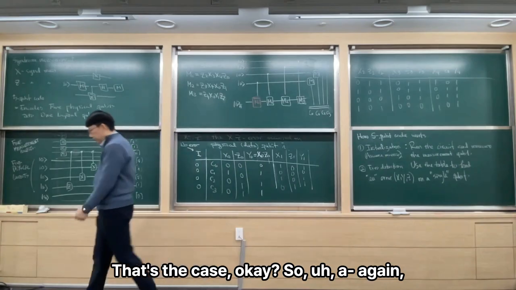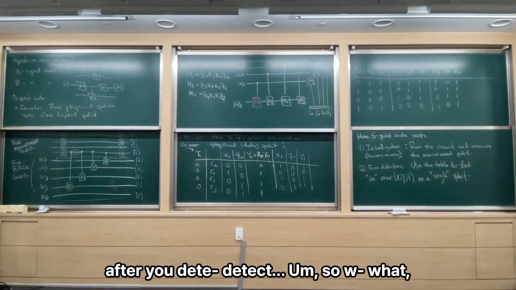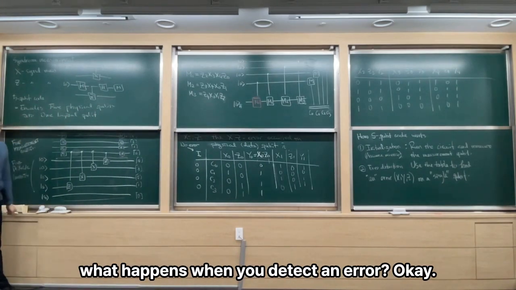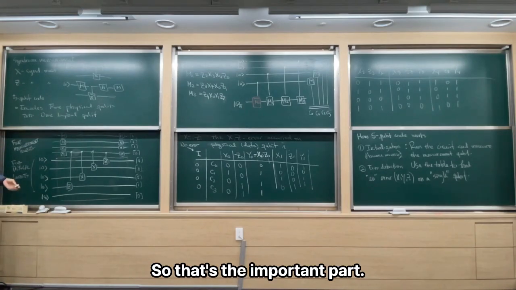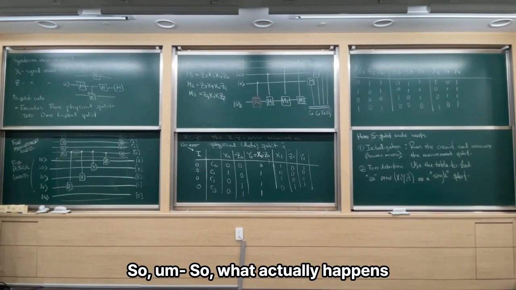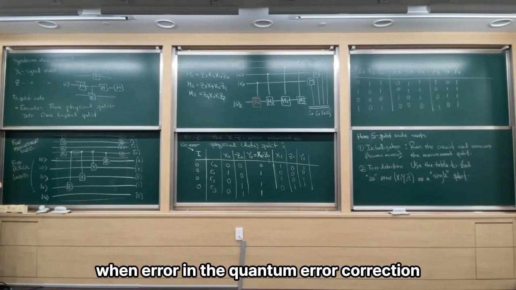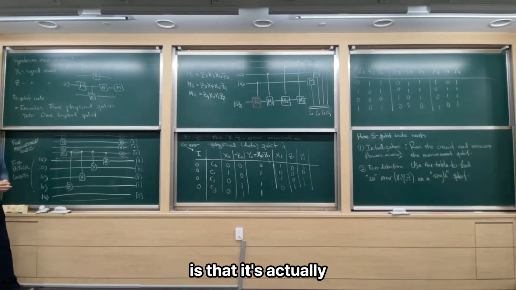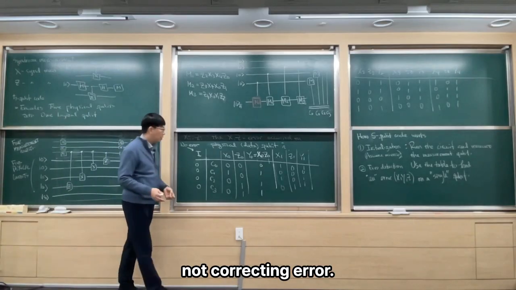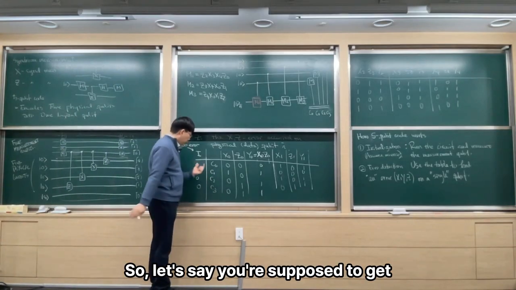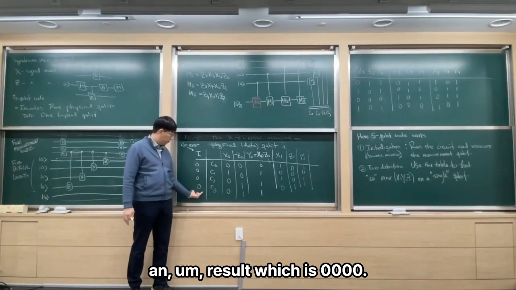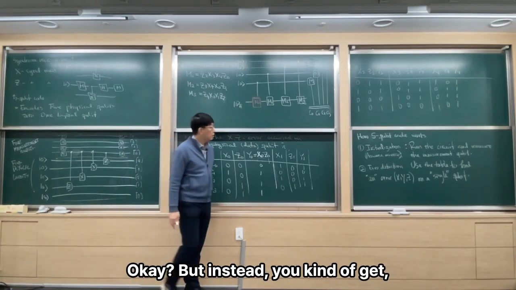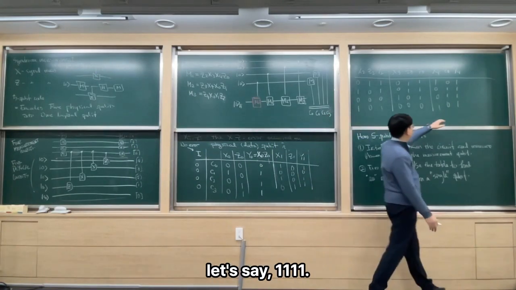So again, what happens after you detect an error? What happens when you detect an error? Okay. So you don't modify the error. That's the important part. So what actually happens in quantum error correction is that it's actually not correcting the error. So let's say you're supposed to get a result which is 0, 0, 0, 0. Okay, but instead you get, let's say, 1, 1, 1, 1.